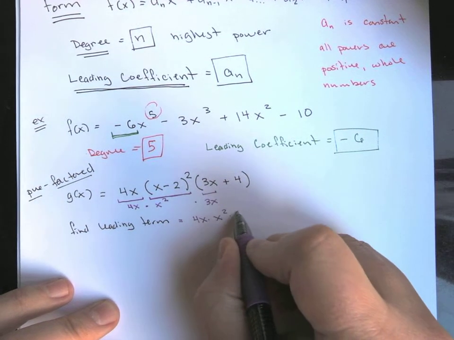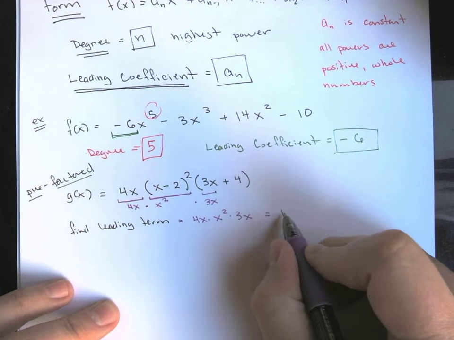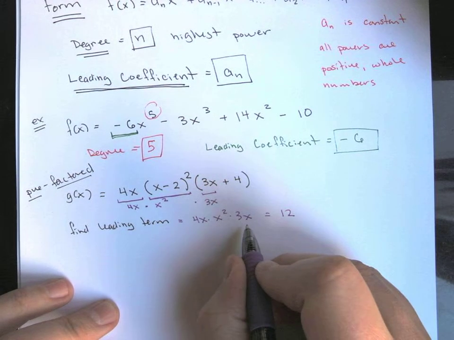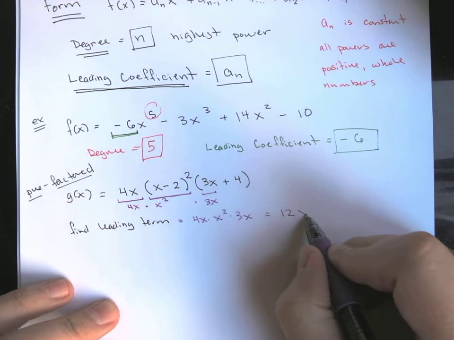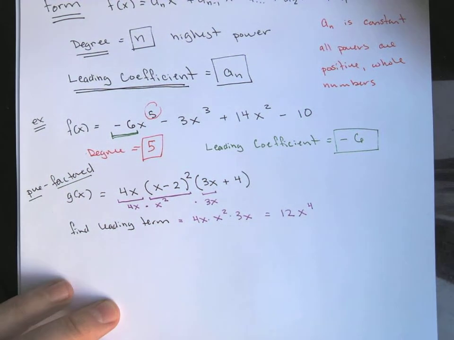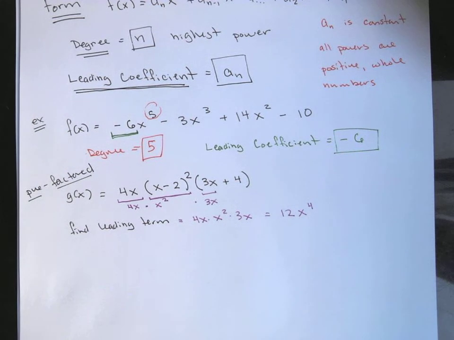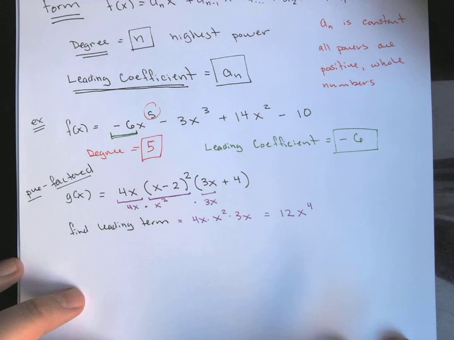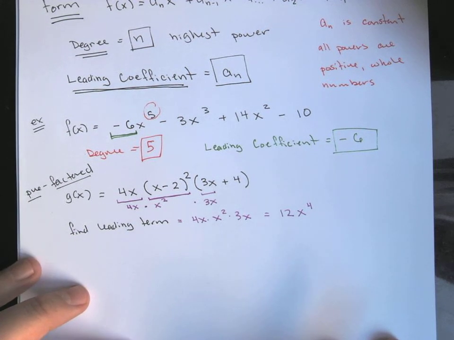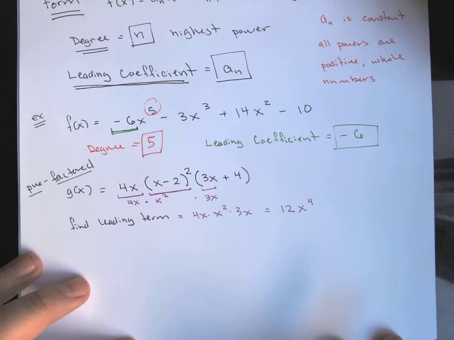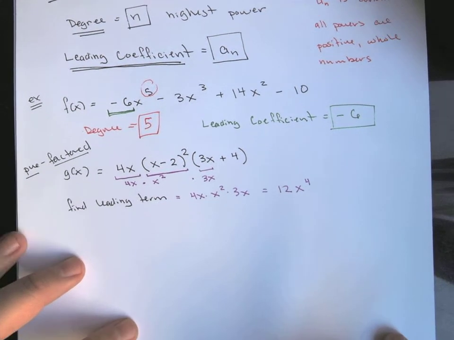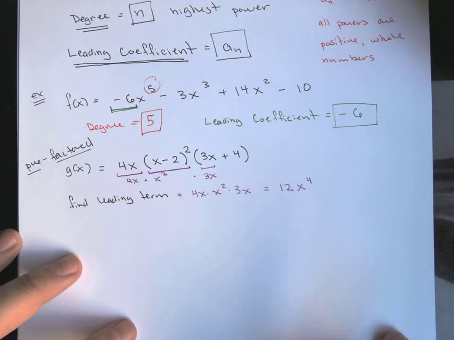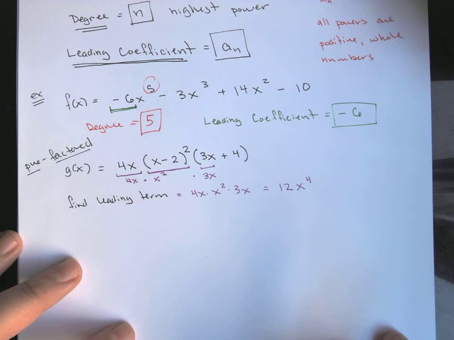4x times x squared times 3x. 4 times 3 would be 12. x times x squared times x, that's 4 total x's. So my leading term here is 12x to the 4. I don't need to find all of the rest of the terms. Those other terms aren't going to affect the degree or the leading coefficient. This is only stuff coming from that first term, the biggest term. And we can get to that pretty easily by multiplying the biggest thing from each of these together, which gets us the overall largest thing.